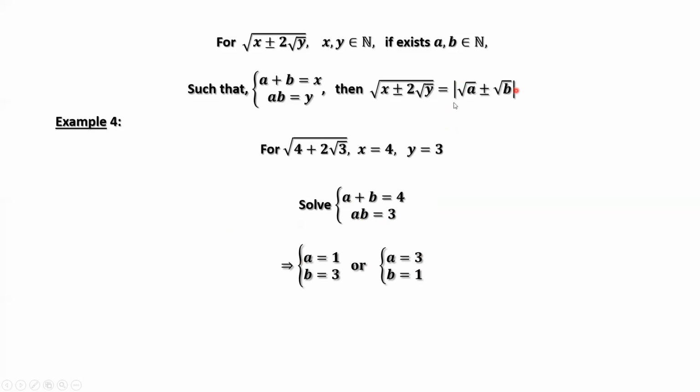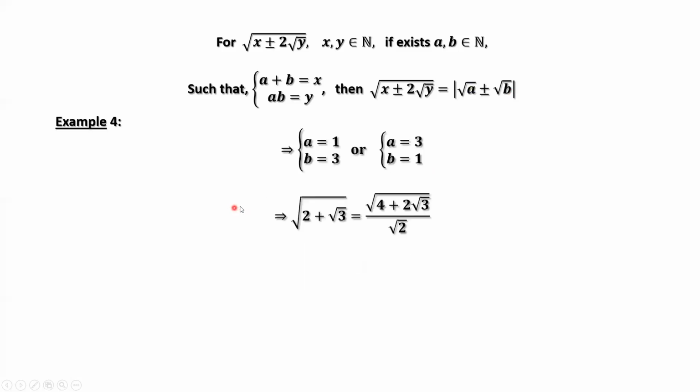We can plug in this format. Square root of 2 plus square root of 3 equals square root of 4 plus 2 times the square root of 3, divided by square root of 2. The numerator, we have the a and the b here. The numerator equals absolute value of square root of 1 plus square root of 3, or square root of 3 plus 1.